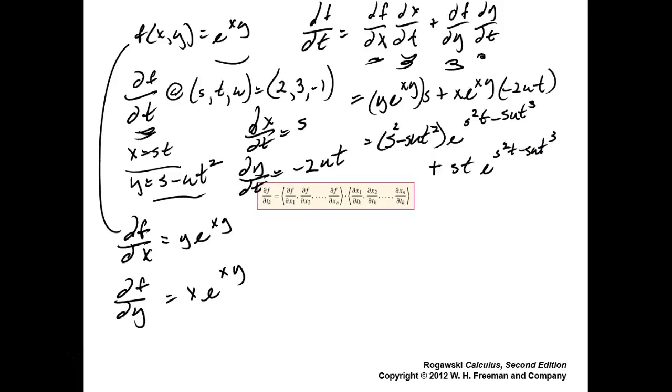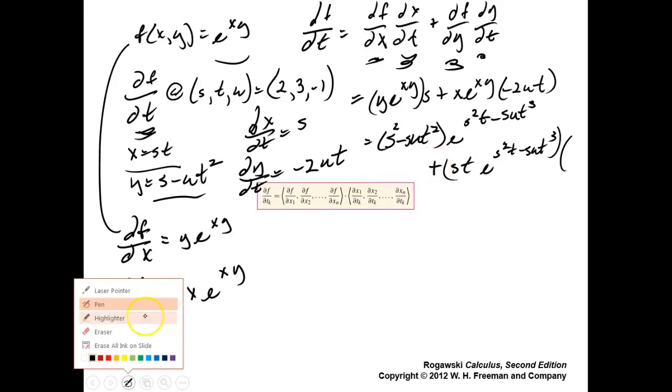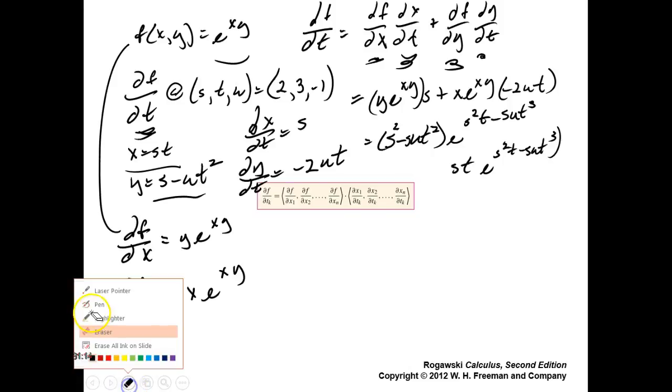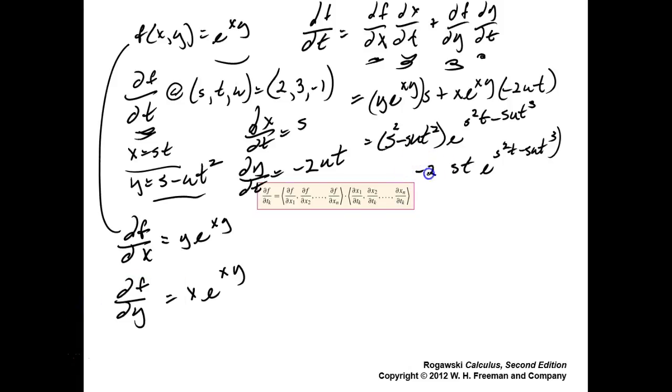But then you got to multiply all this by a minus 2ut. So let me make that a minus 2ut squared times all that. I think that's right now. All right. So that's what it is.